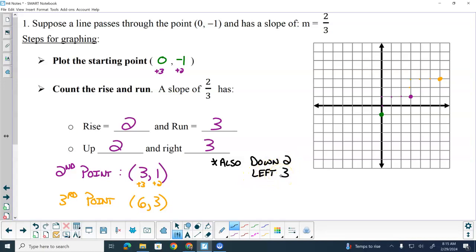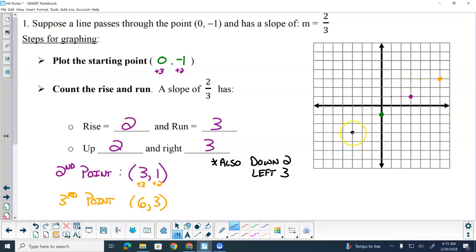Just to prove that, Lisa, here we go, ready? So we'll start over here in our orange, ready? Down 2, 1, 2, left 3, 1, 2, 3. Puts me at purple. Down 2, 1, 2, 1, 2, 3 to the left, puts me at green.